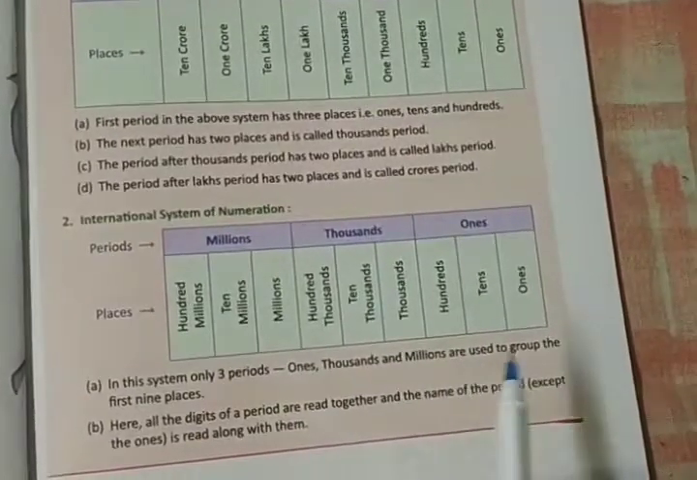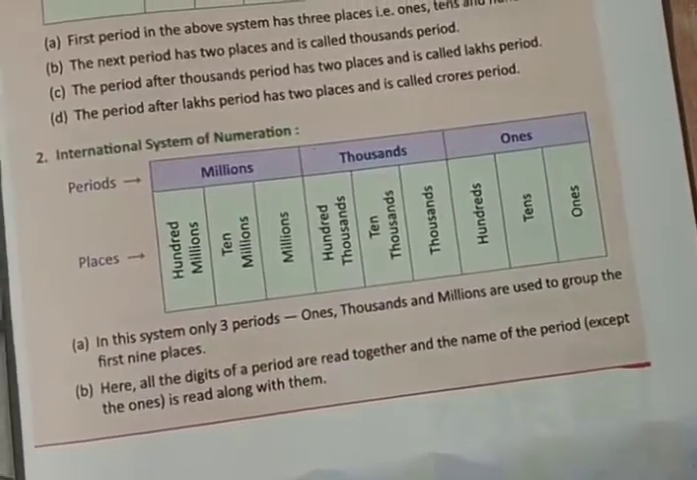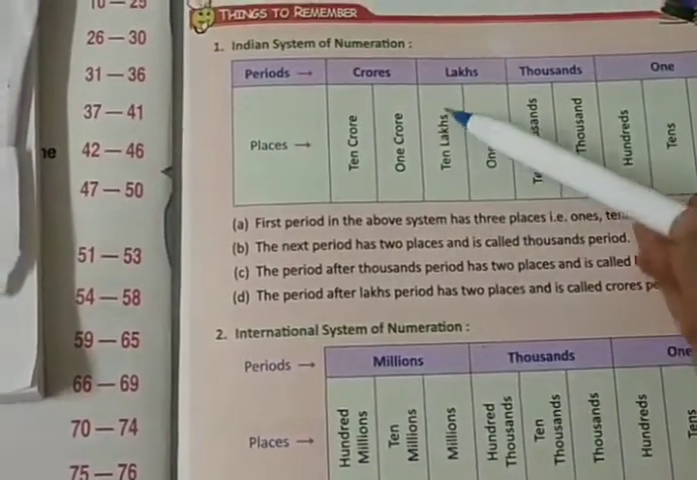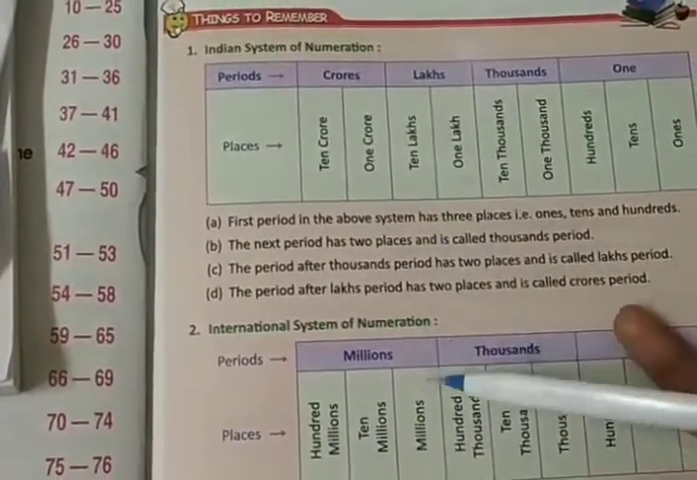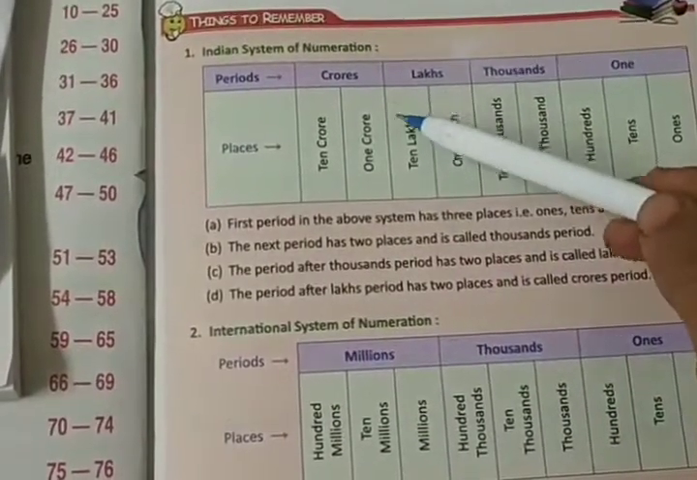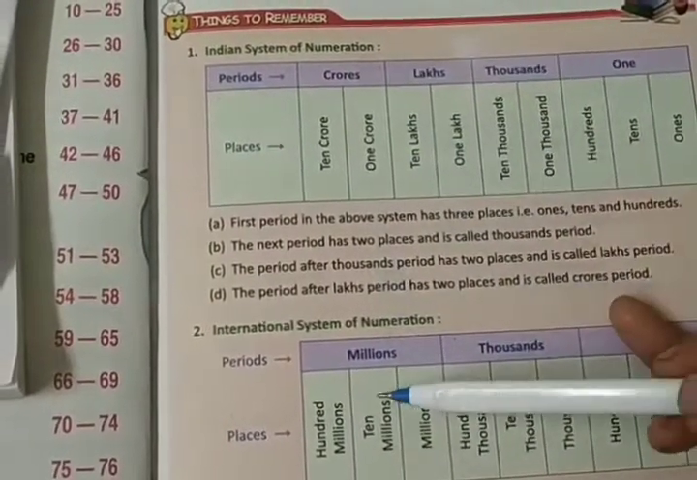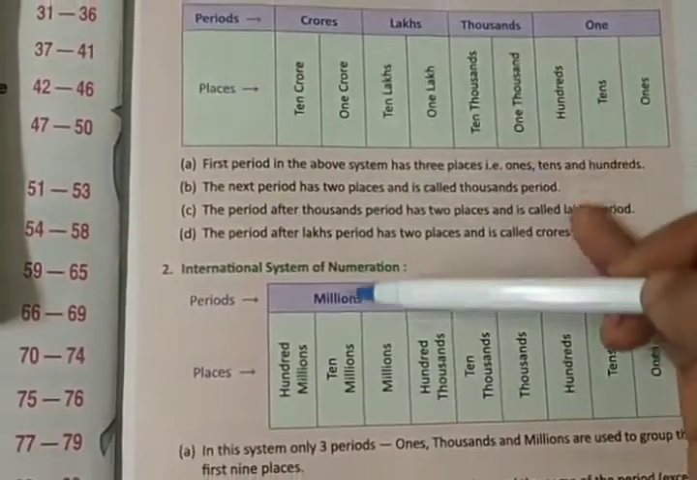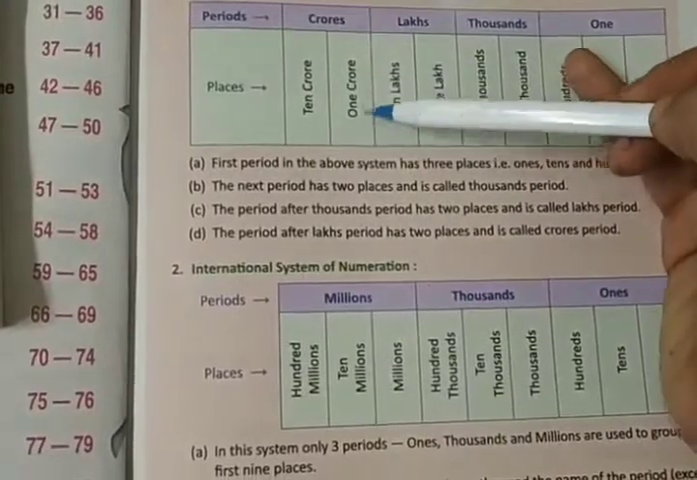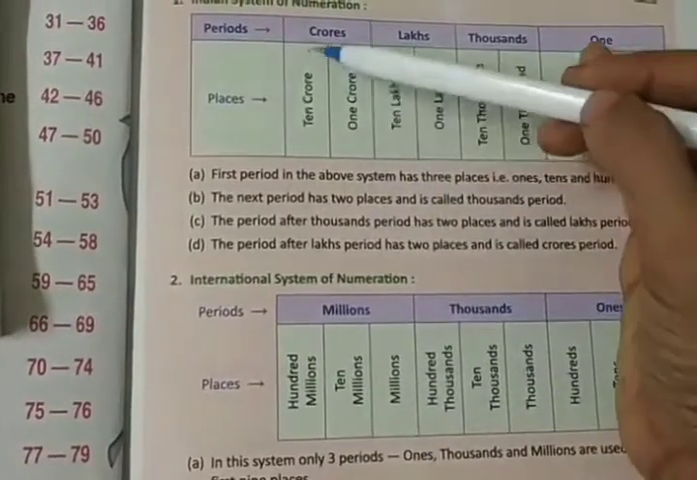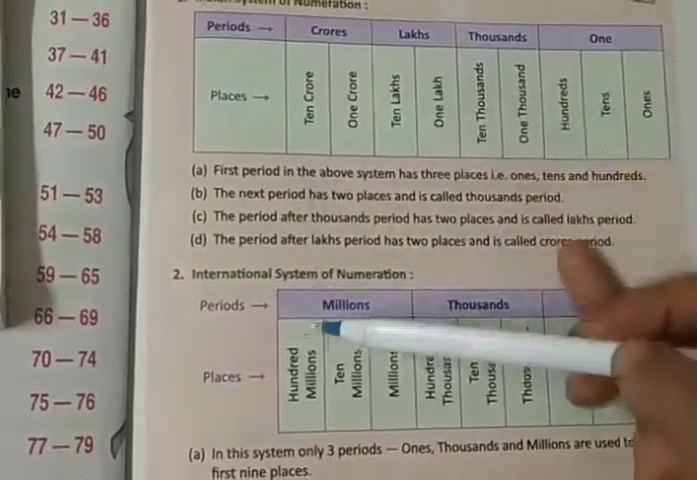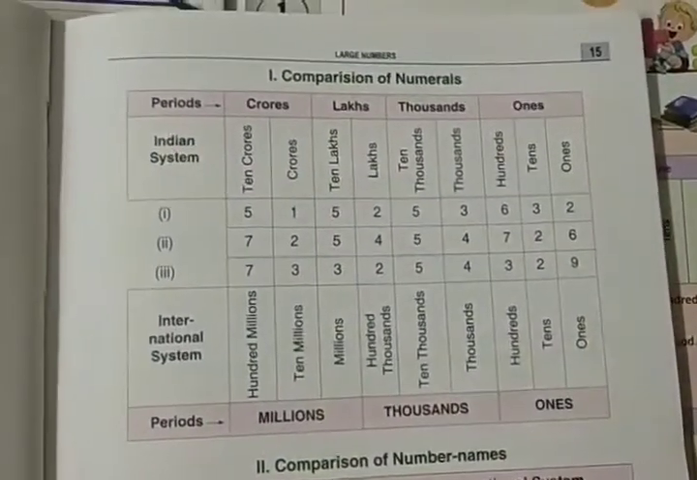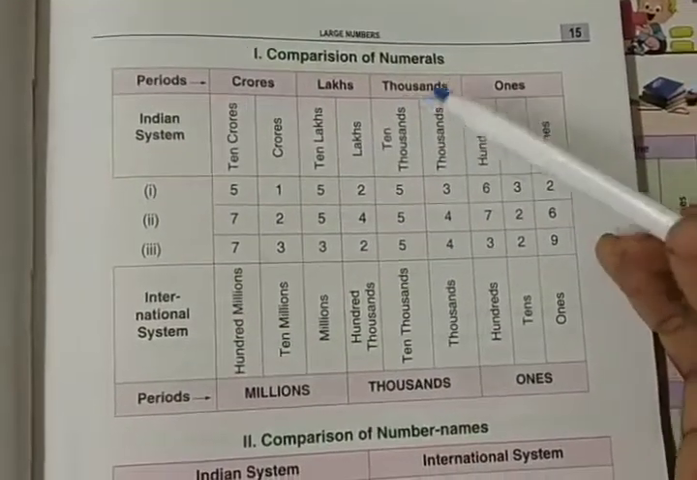You will see millions come under 10 lakhs, right? So 1 million will be 10 lakh. Then 10 million will be 1 crore. If you just compare one below the other, you will know that in place of 1 crore they have 10 millions, and in place of 10 crores they have 100 millions. So you can see the comparison here of the numerations.